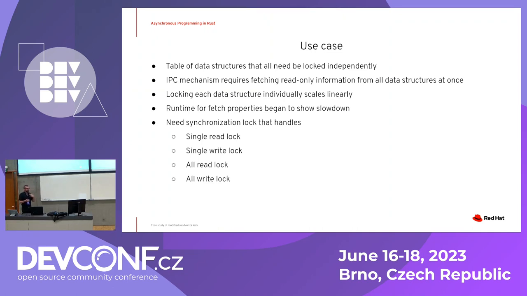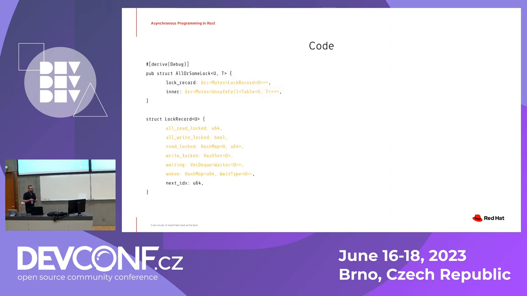We basically need to handle a single read lock on an individual element, a single write lock on an individual element, an all read lock on all elements, and an all write lock on all elements. So we're going to dive into a little bit of code here. I've highlighted the important sections, but you'll see we have our all or sum lock, and in that we have a lock record, which is keeping the state of what is locked at any given moment.